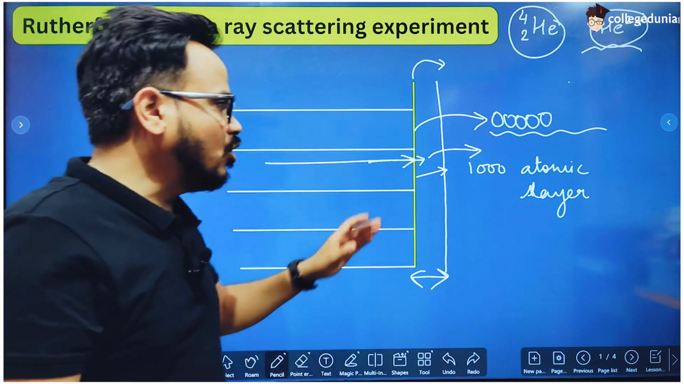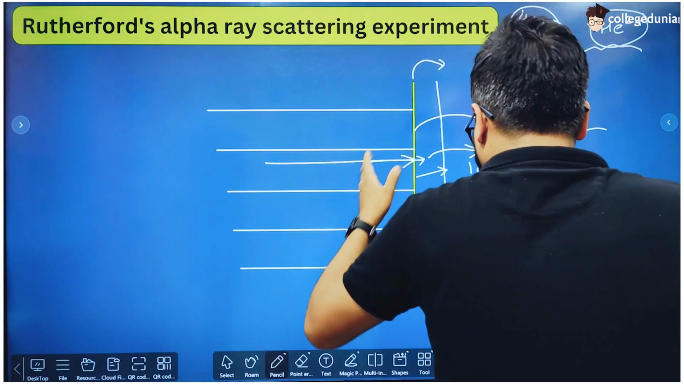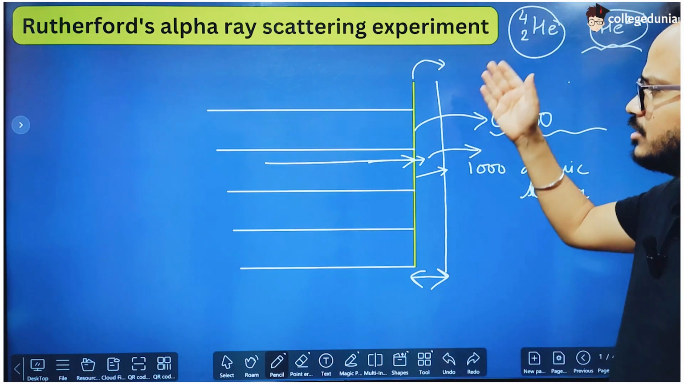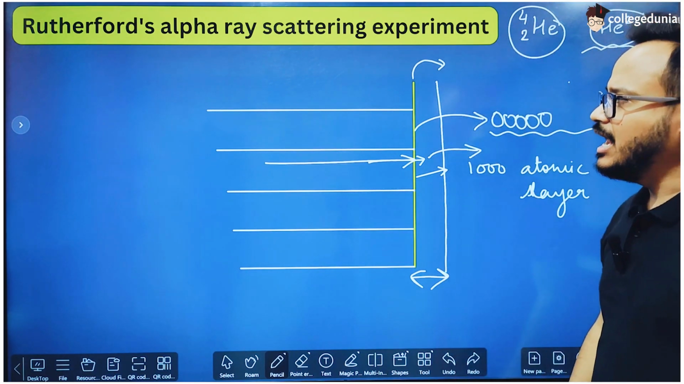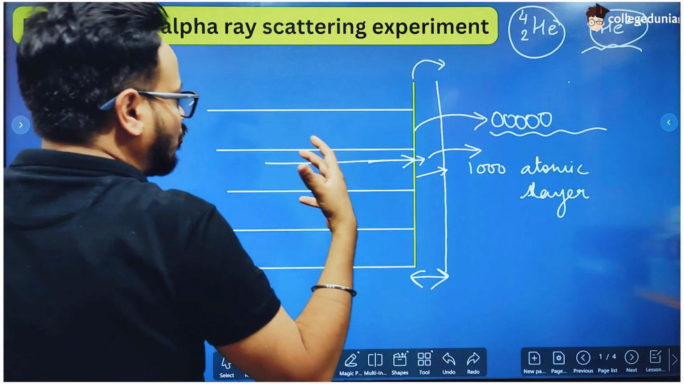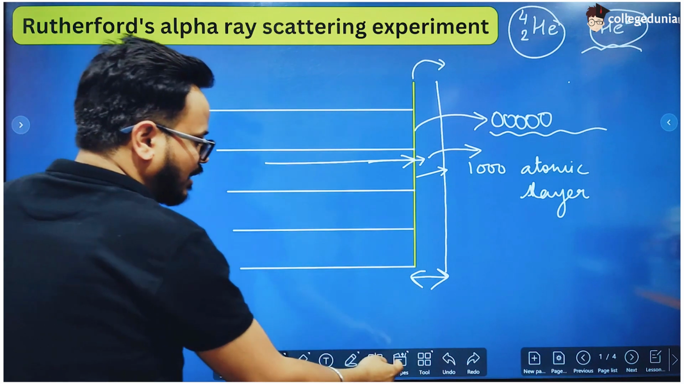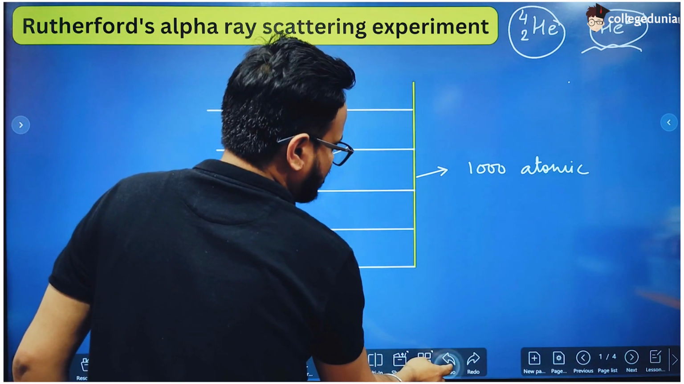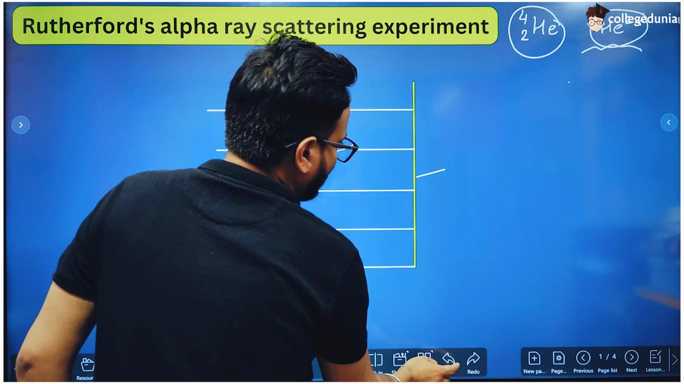Gold is the most malleable and ductile element. That's why he used the gold foil and bombarded positively charged alpha particles, right? So what was the observation? What happened in the experiment? What were the observations of the experiment?